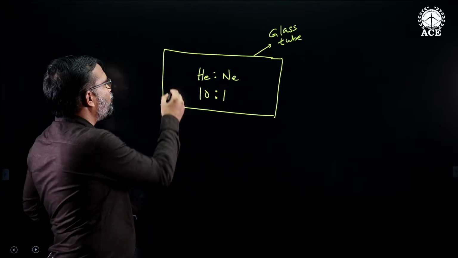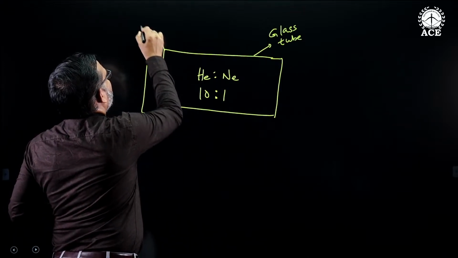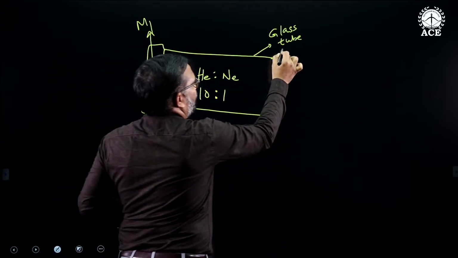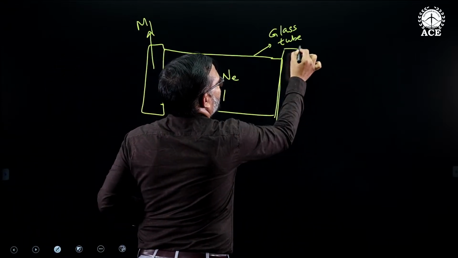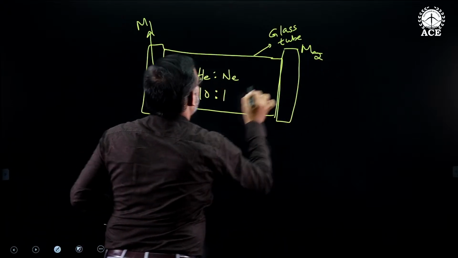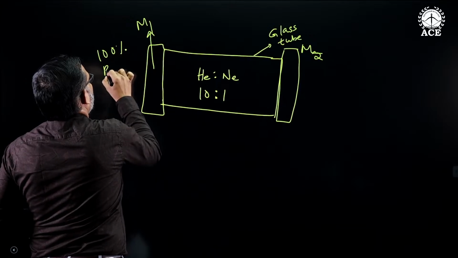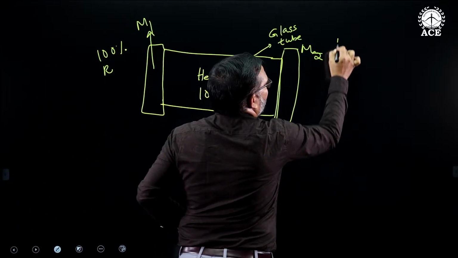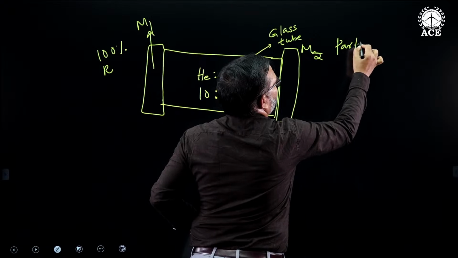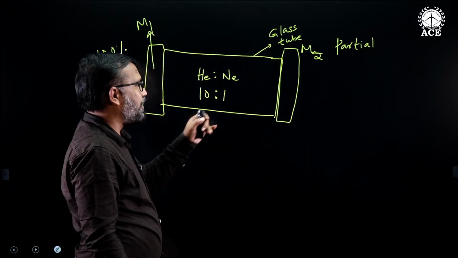On the two sides of this glass tube we have two mirrors. This is mirror M1, and on the other side mirror M2. M1 is a 100% reflector, and M2 is a partial reflector, which means it is less silver coated. So two mirrors will be there.